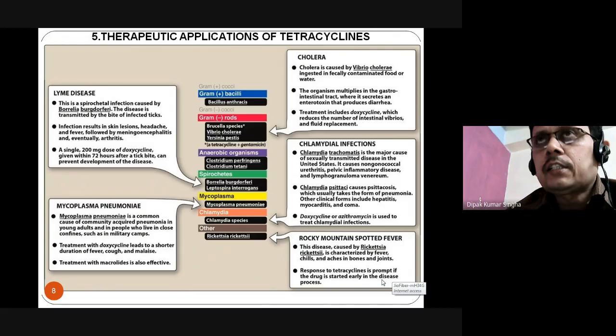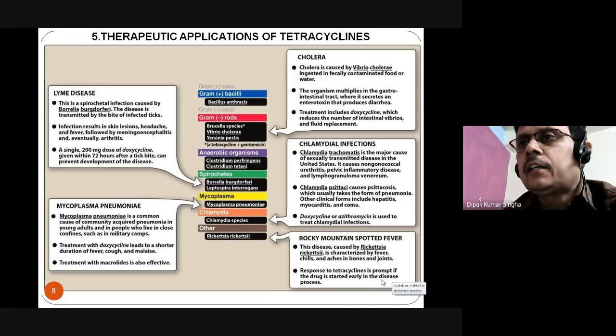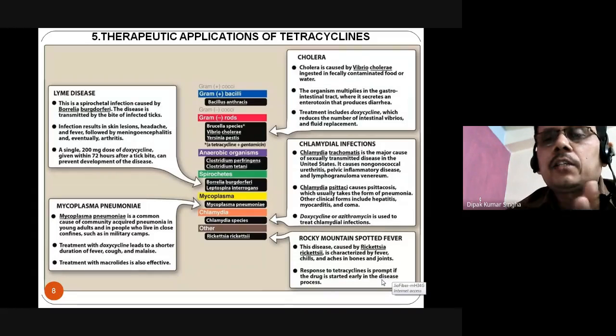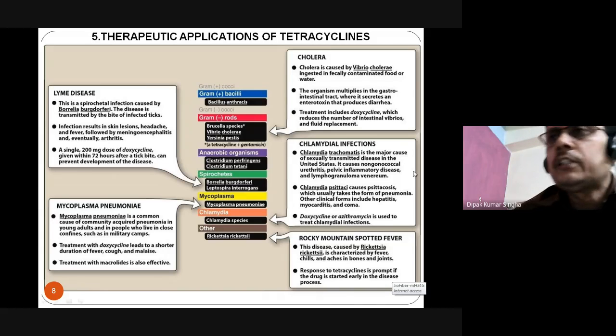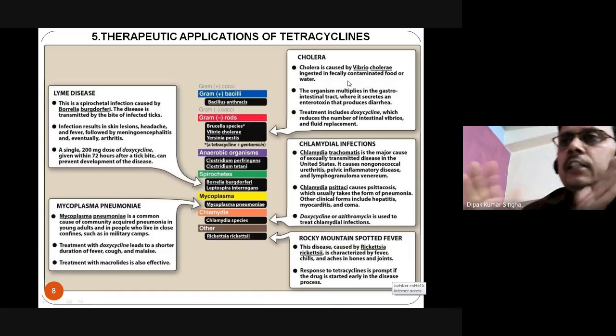So tetracycline is a broad-spectrum antibiotic used for different types of microorganisms as well as different diseases, like cholera, chlamydia infection, Rocky Mountain spotted fever, Lyme disease, and Mycoplasma pneumonia. These are the diseases treated by the tetracycline group of antibiotics. In the case of Lyme disease, a spirochete infection caused by Borrelia, 200 milligrams of doxycycline is given within 72 hours after exposure. And very commonly, cholera is treated by tetracycline, which is a very good drug.